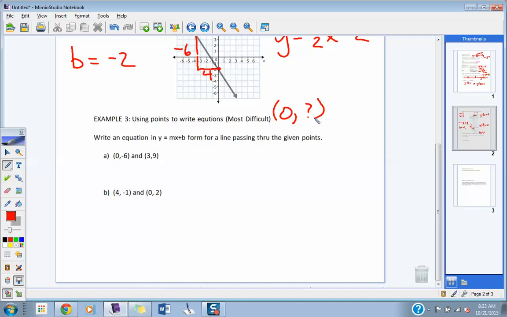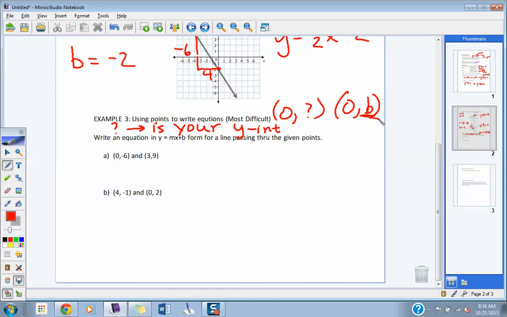If I have 0, comma something for a point, that just implies that whatever that value is, that is your y-intercept. So maybe I should write this as 0, comma b, because b is really what point? In the general formula, what's the b represent again? Y-intercept. So if you have 0, comma something, that second value is really your b value.